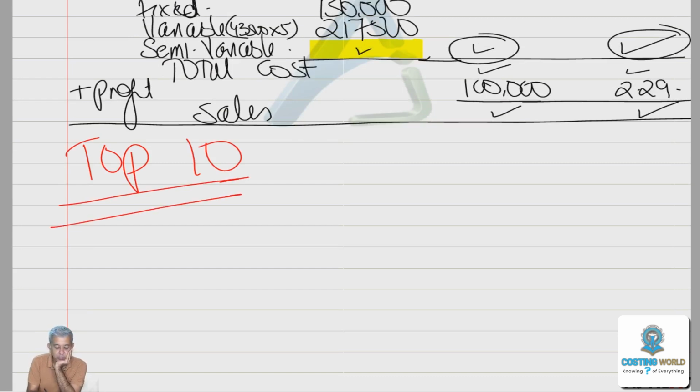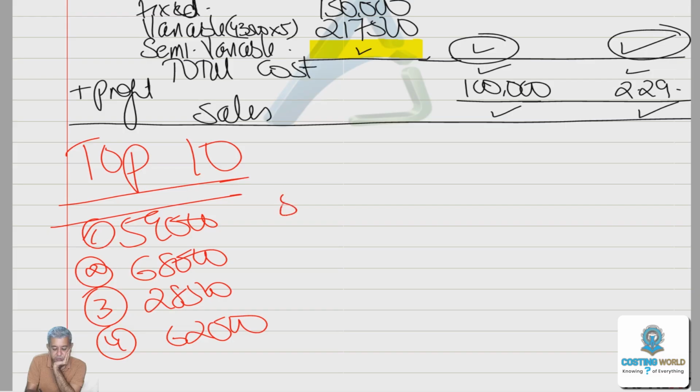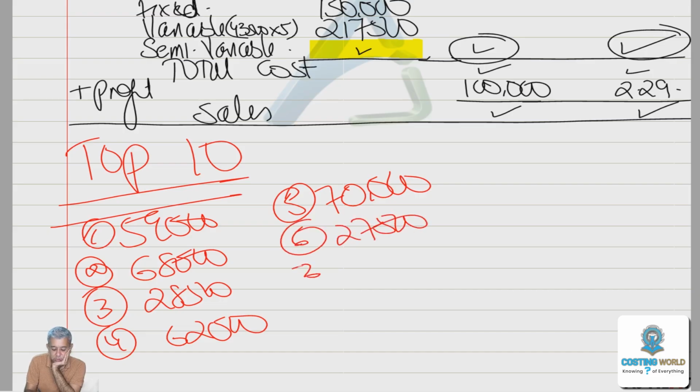Okay, now speak please. So 59,000, first answer. Second, 68,000. Okay, third. 28,500. Fourth, 62,000. Okay, fifth, 70,000. Okay, 27,500. Just a sec. 32,500. Okay. Last 3 spots left.